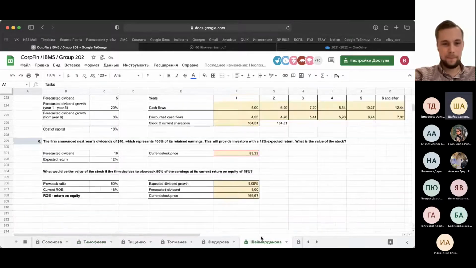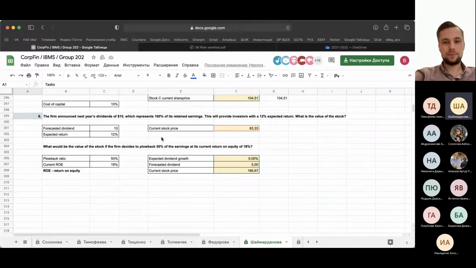Yeah, we just needed to divide the forecasted dividend by the expected return and get the current stock price, which is 83. Okay, so that's clear, I think, for everybody, because that was what we were doing during the whole seminar. But what about the second part? It's more interesting.